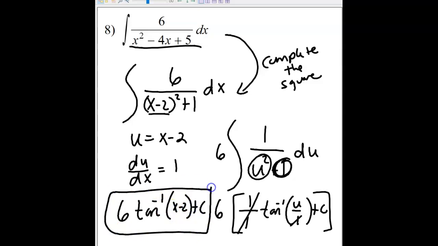Now some of you guys might be wondering, Mr. Bailey, shouldn't we distribute the 6 into the c? Well, technically you can, but this c represents just some unknown constant. And so if you multiply an unknown constant by 6, you get another unknown constant. So you might as well just leave it as c, which represents an unknown constant. So you don't have to worry about the c really in this case.